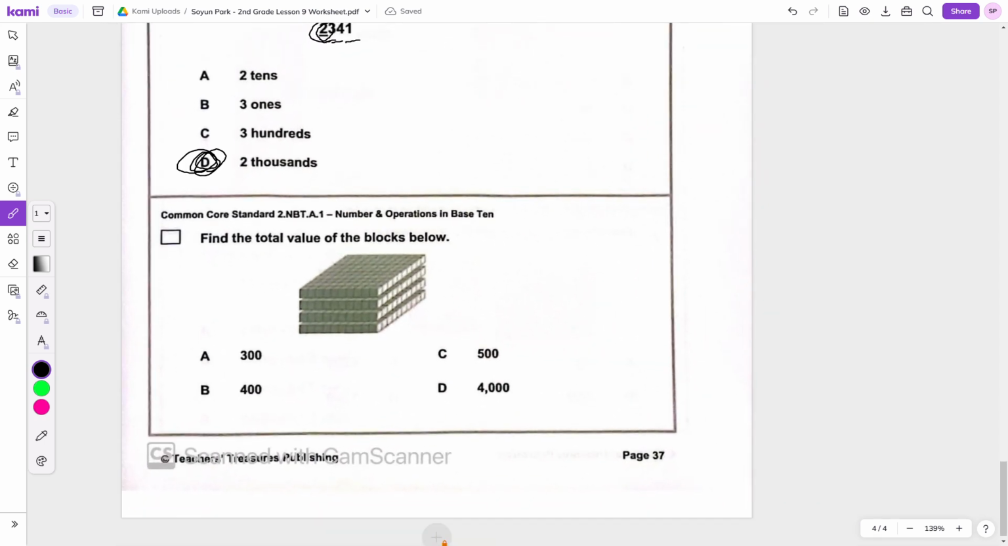Last question, find the total value of blocks below. So each of these is 100, right? And there are 1, 2, 3, 4. So we have to times by 4. 0 times 4 is 0. 0 times 4 is 0. 1 times 4 is 4. So the answer will be 400, which will be B.